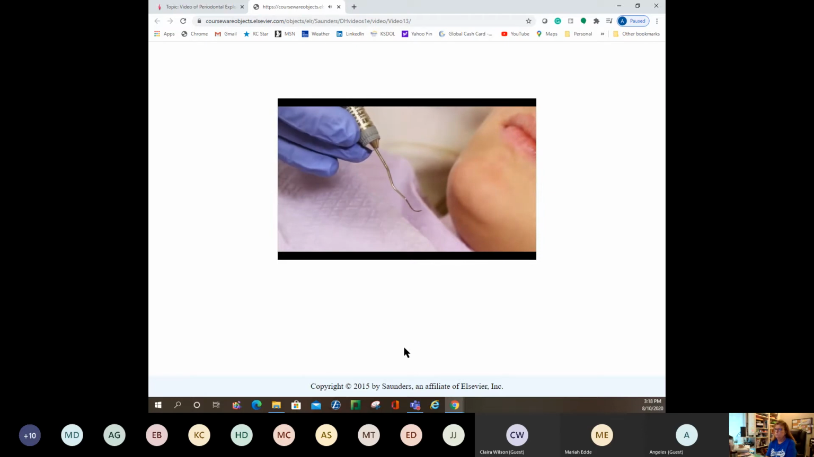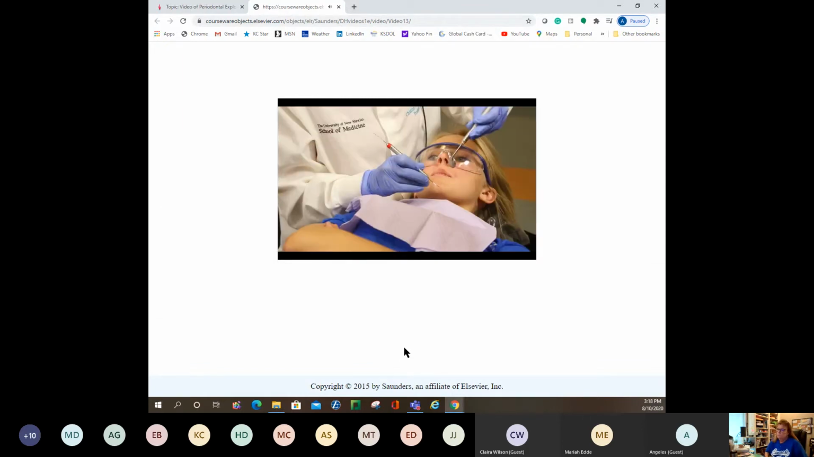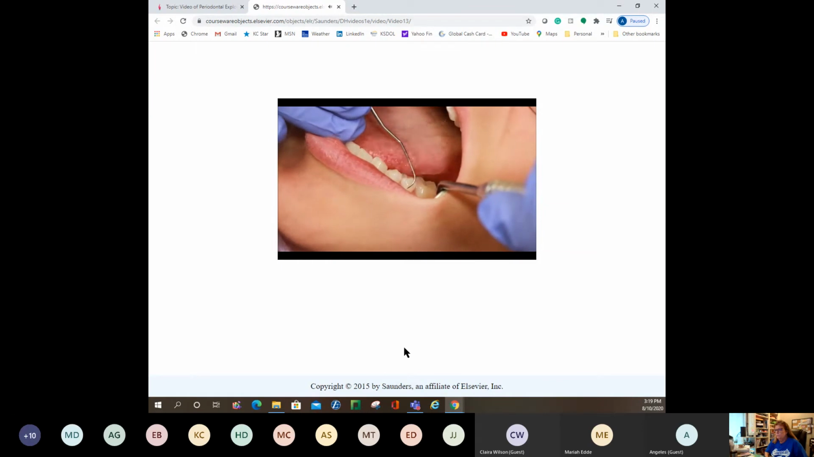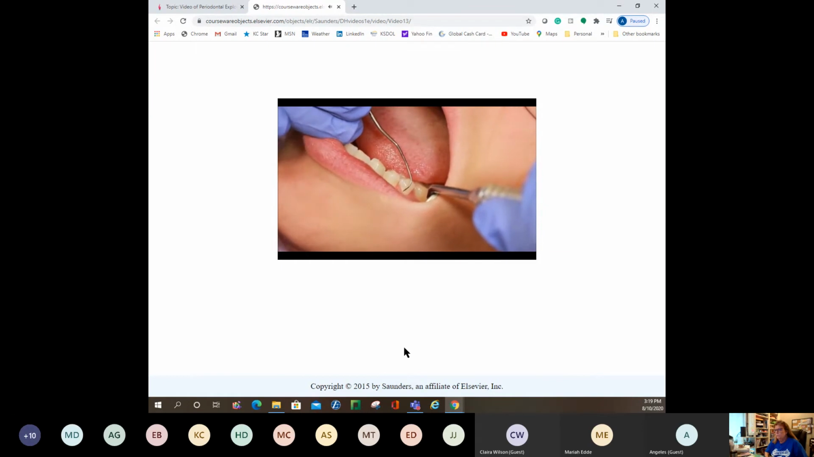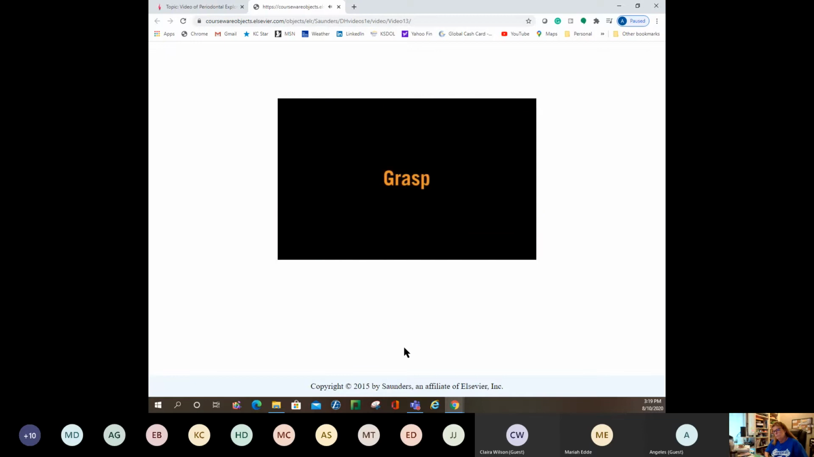For this demonstration, the ODU 11/12 explorer is used. The equipment needed for this procedure is as follows: periodontal explorer, mouth mirror, air-water syringe, and personal protective equipment. Begin with the patient in supine positioning. Select the correct working end. To select the correct working end of the 11/12 extended explorer, it is important to know that it is paired with two working ends. The ODU 11/12 is a curved explorer. Use the end with the curvature that adapts toward the surface to be explored, which also adapts the tip and minimizes tissue discomfort to the patient.